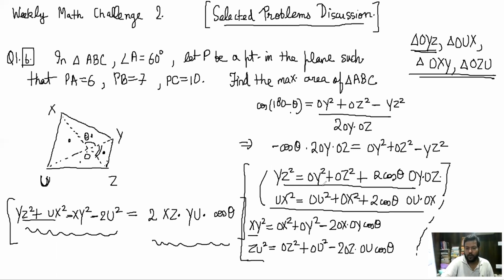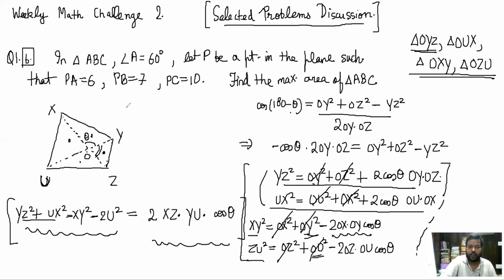So summing up these 2, notice that you'll get OY square plus OU square. And when you subtract these 2, these terms will get cancelled, right? This term gets cancelled with this, and this term gets cancelled with this. So finally, this LHS will become the sum of all of these cosine terms, right? I hope everybody is getting what I'm saying. So sum and difference, right? When you subtract, notice that this becomes positive, so you get 2 cos theta OY OZ plus 2 cos theta OU OX plus 2 cos theta OX OY and 2 cos theta OZ OU, right?